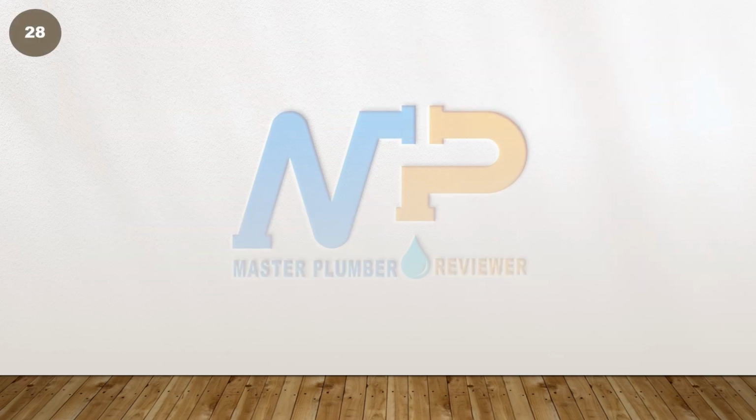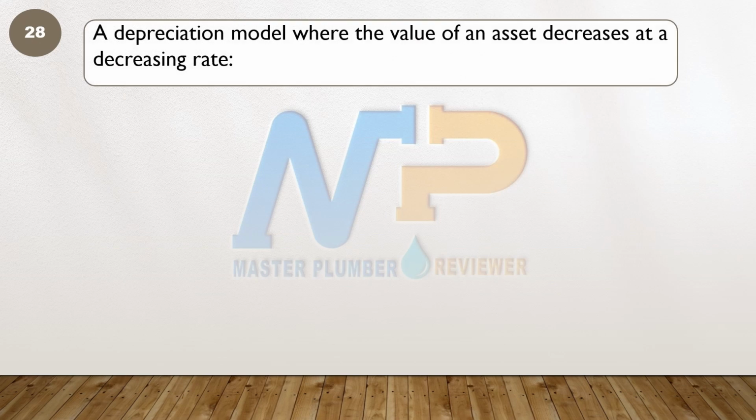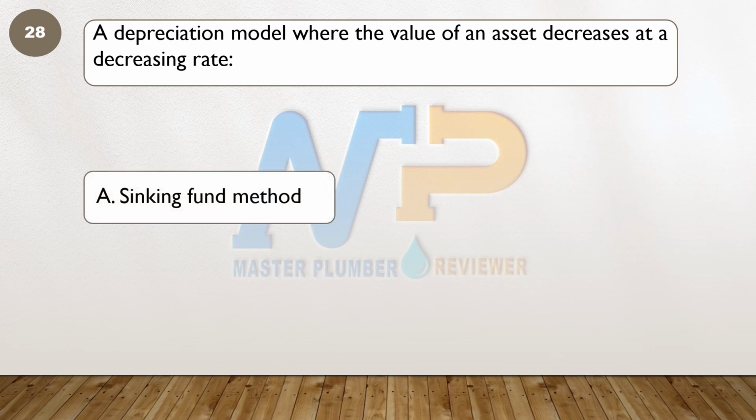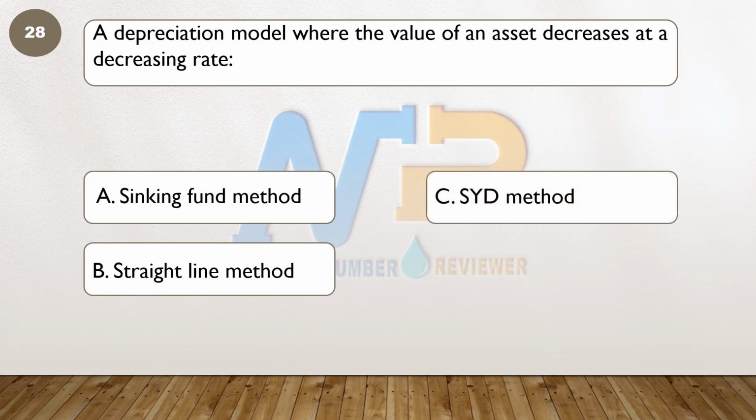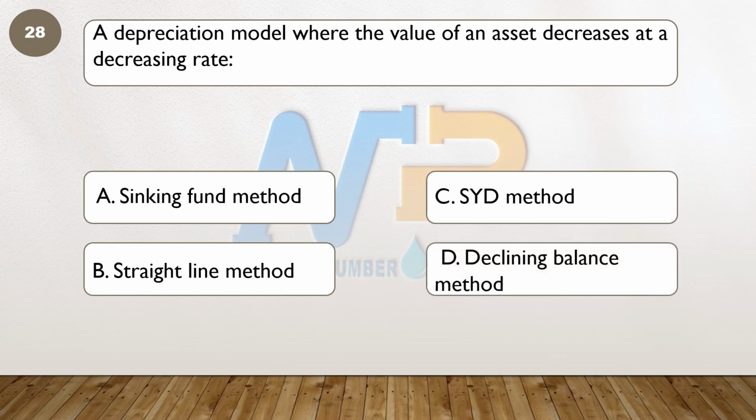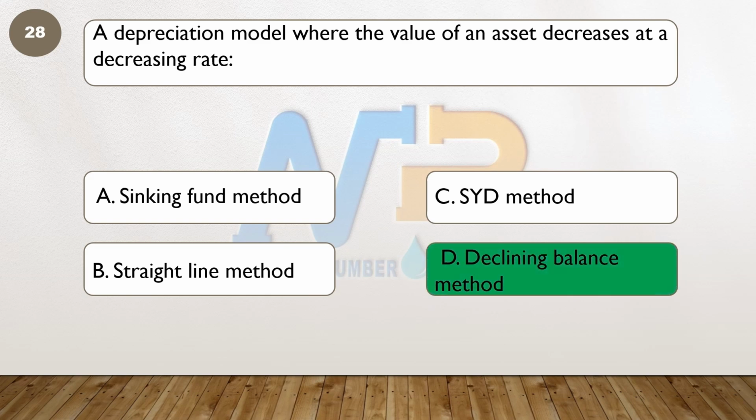Number 28. A depreciation model where the value of an asset decreases at a decreasing rate. A. Sinking fund method. B. Straight line method. C. SYD method. D. Declining balance method. The answer. It's D. Declining balance method.